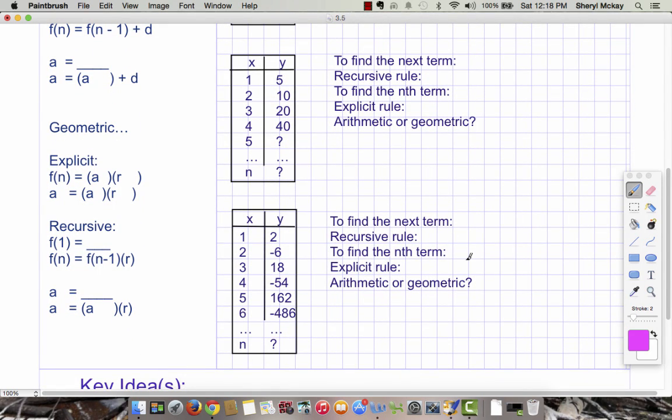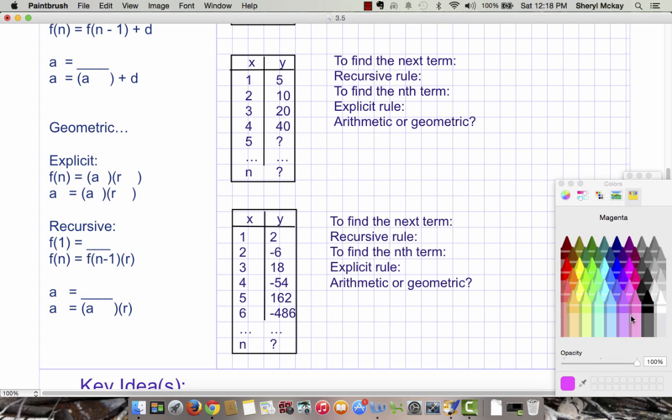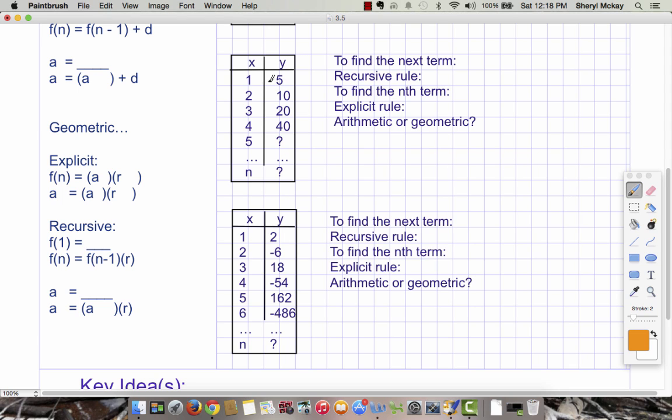All right, now let's go ahead and look at this next one. So now we don't have a 0 term this time. We have a first term, and I like those better. So we've got our first term is 5, our second term is 10, our third term is 20, our fourth term is 40, and our fifth term is, what do you think?